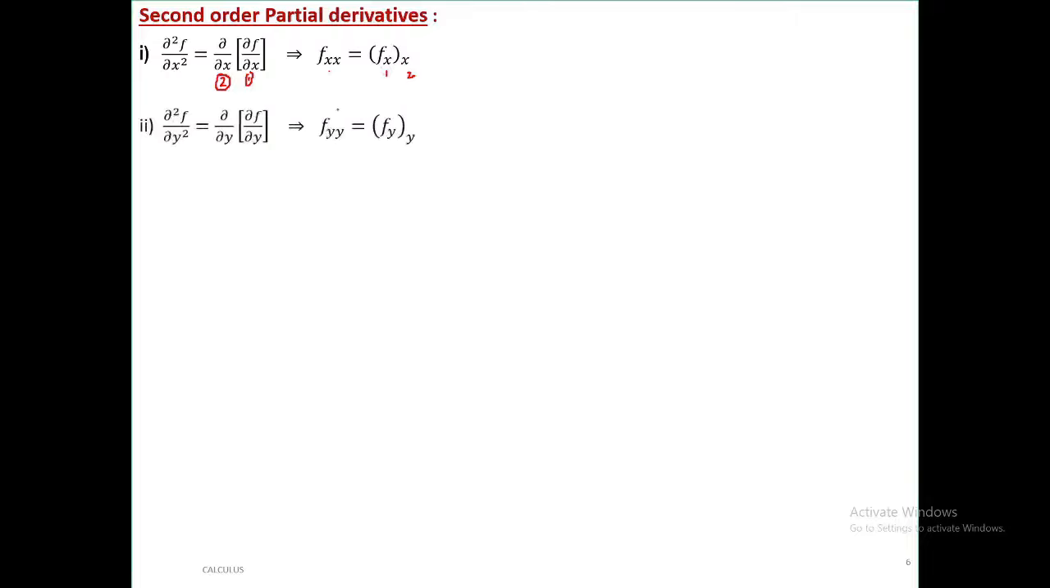Second one, dou square f by dou y square. Same story: dou by dou y of again dou f by dou y. First with respect to y, second with respect to y. Third one, dou square f by dou x dou y. So dou by dou x of dou f by dou y. That means first with respect to y, after that second with respect to x you have to do.